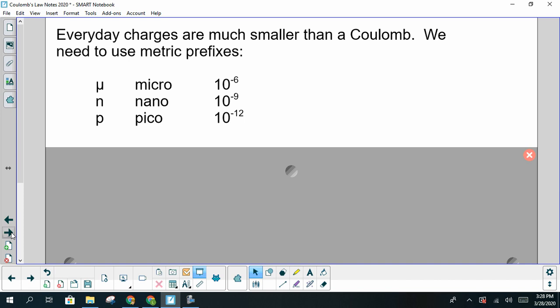So it's been a while since we've looked at these, and remember our very first unit, you can go back, it's pink in that packet. It has all of those prefixes on the very front of that packet. So everyday charges that we see when you walk across the carpet and you touch a doorknob and it gives you a little shock, or you see the little sparks in the blankets as you pull them apart in the wintertime. They're really, really small, so they're much smaller than that dump truck filled with sand. So we'll use the metric prefixes of nano, micro, and pico.